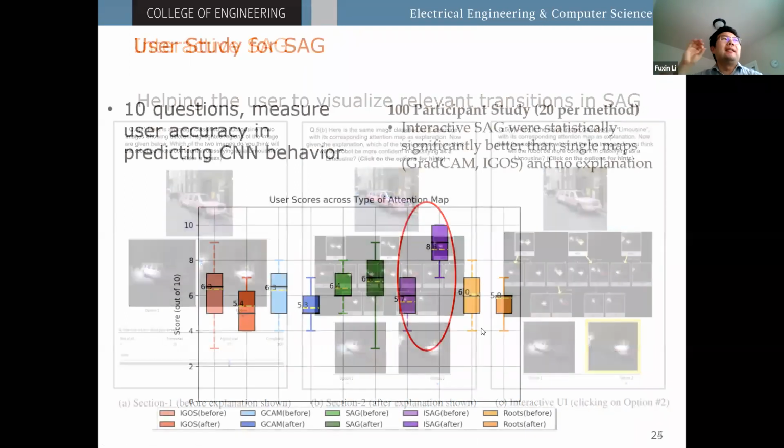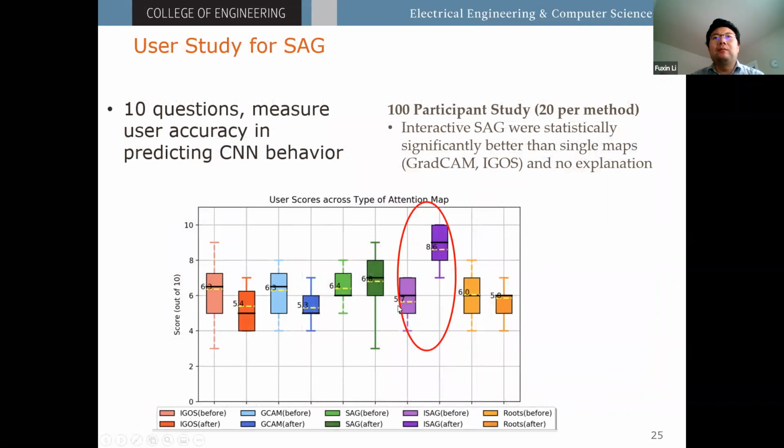So we realized that if you just show them the regular one heat map approach, it actually does not really help them in terms of identifying which of these two is more likely to be confidently classified by the CNN. So if you look at this, I-GOS and GradCam, they all actually reduce the score of the users in terms of predicting CNN behavior.